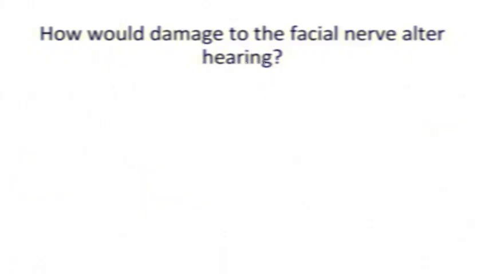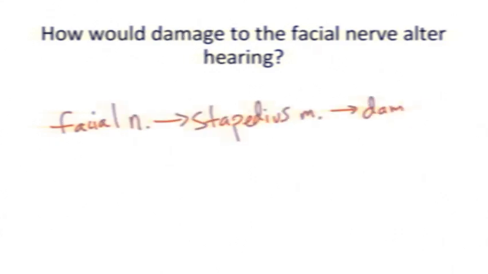Okay, here's another question. How would damage to the facial nerve alter hearing? Recall that the facial nerve normally innervates the stapedius muscle, which helps stabilize the stapes bone. In other words, the facial nerve innervates the stapedius muscle, which dampens sound.